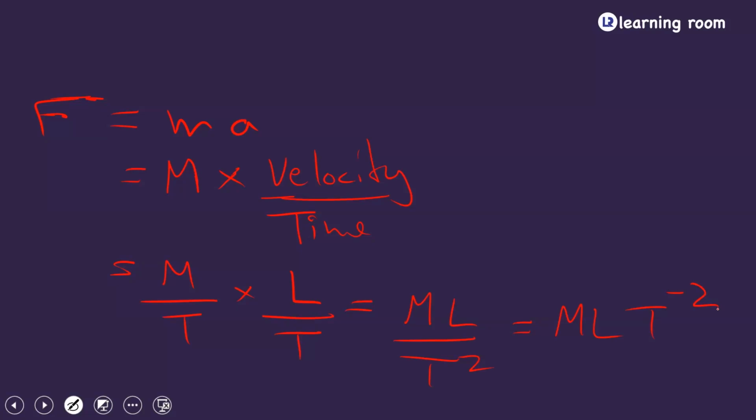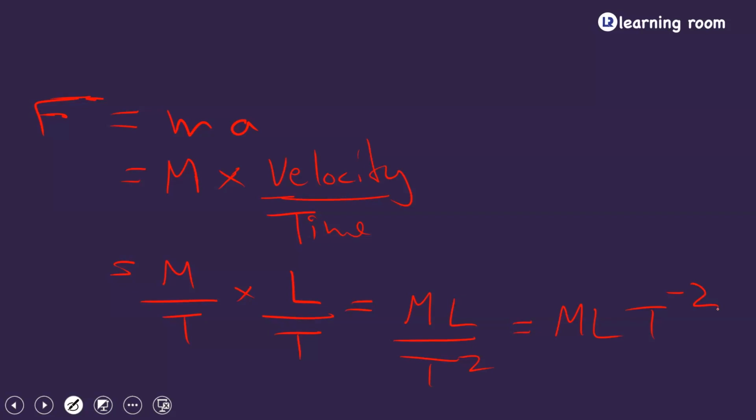So, basically, why are we doing all this nonsense, MLT and all? Any idea? The reason is that it's quite a simple way. From this, I can find what is the unit of an object.